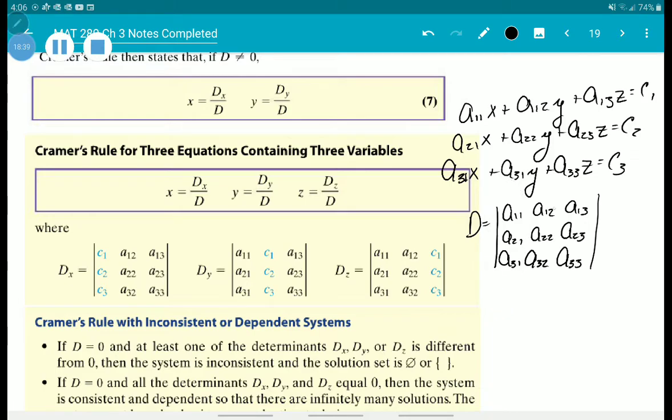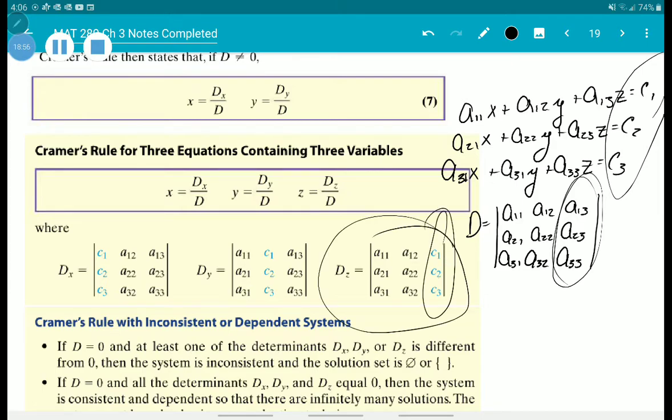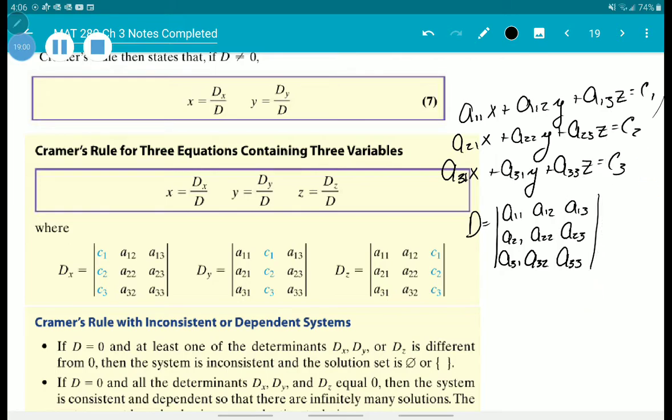dy is going to replace that middle column with what's on the other side of the equals. So that's where that's coming from. And then dz replaces that z column from d with what's on the other side of the equals here, which is where that's coming from. So everything works pretty much the same way.